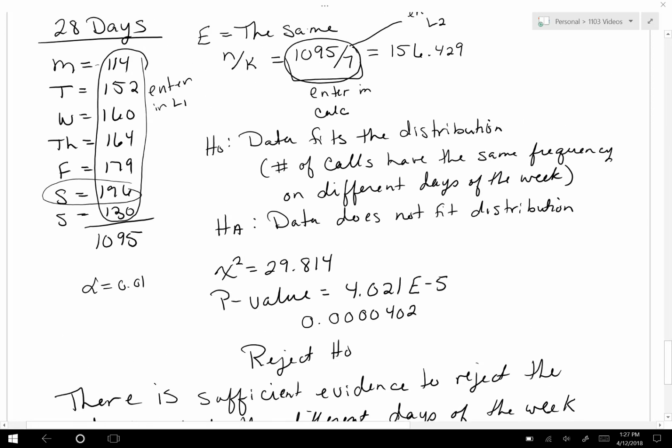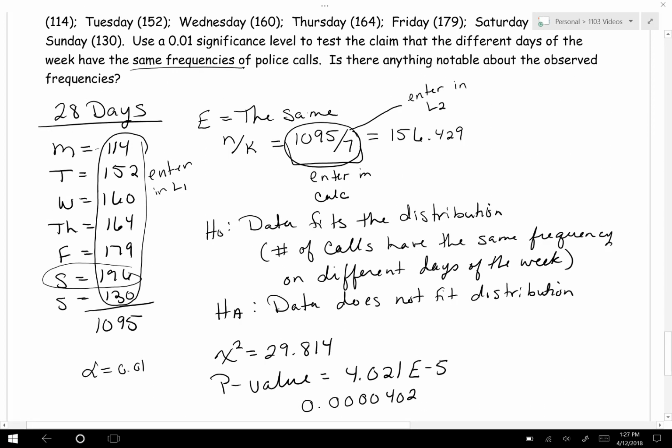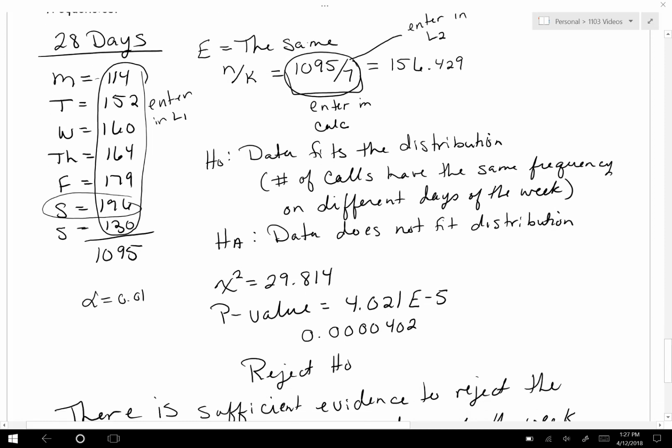And we already talked a little bit about what's happening here with the number of calls. We see that the number of calls on Saturday for sure is larger than any other day of the week, and that Sunday is drastically lower, and Monday is for sure smaller. And then they increase as we go through the week. So that's what's going on with the number of calls that we are observing.